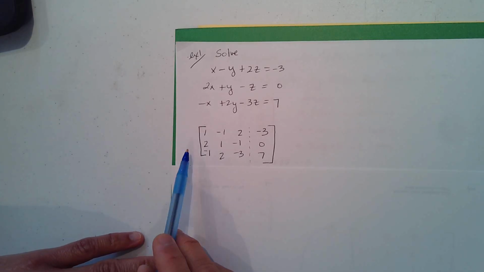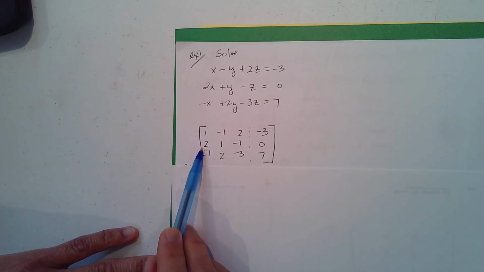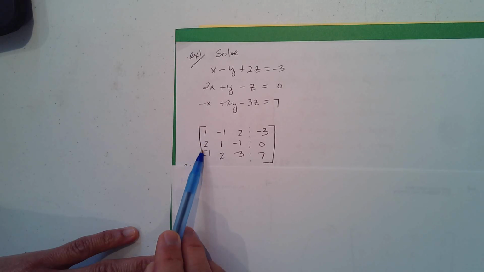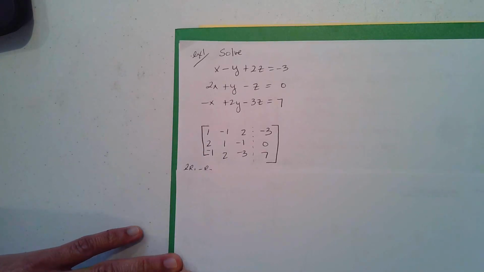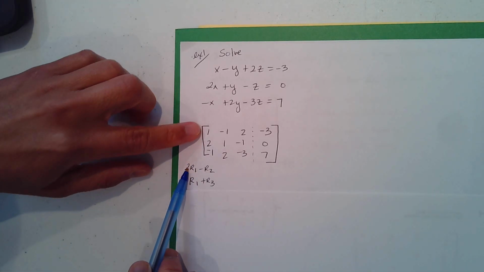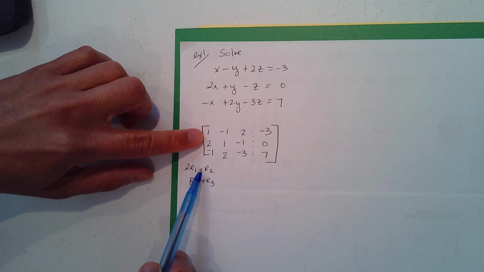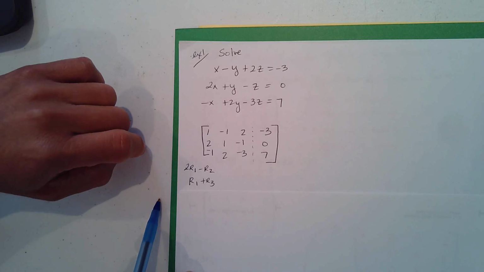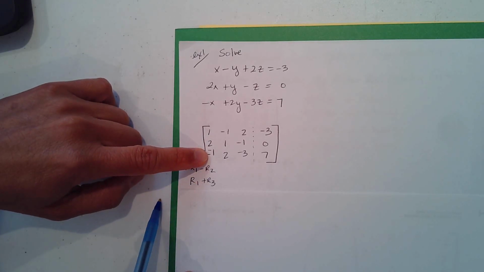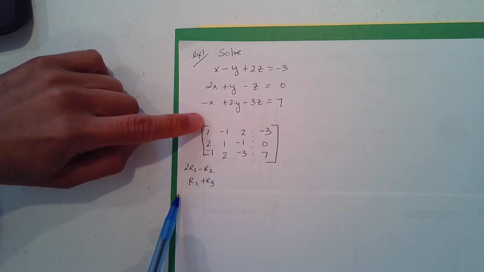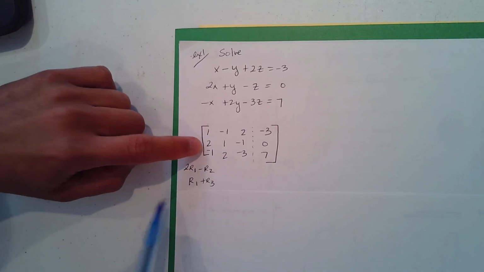So what we are going to do now is make these two positions 0 by using row 1. We're going to use row 1 to make these two zeros. So what we came up with was 2 times row 1 minus row 2. So 2 times 1 is 2 minus 2. There's the 0. We also want this to be 0. So we're going to use row 1 plus row 3. 1 plus negative 1, there's our 0.